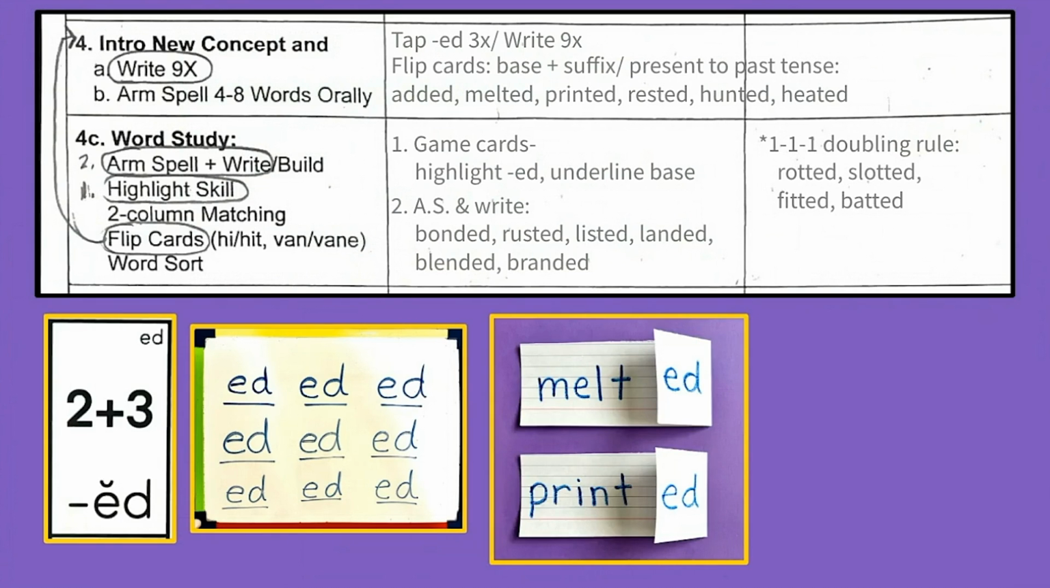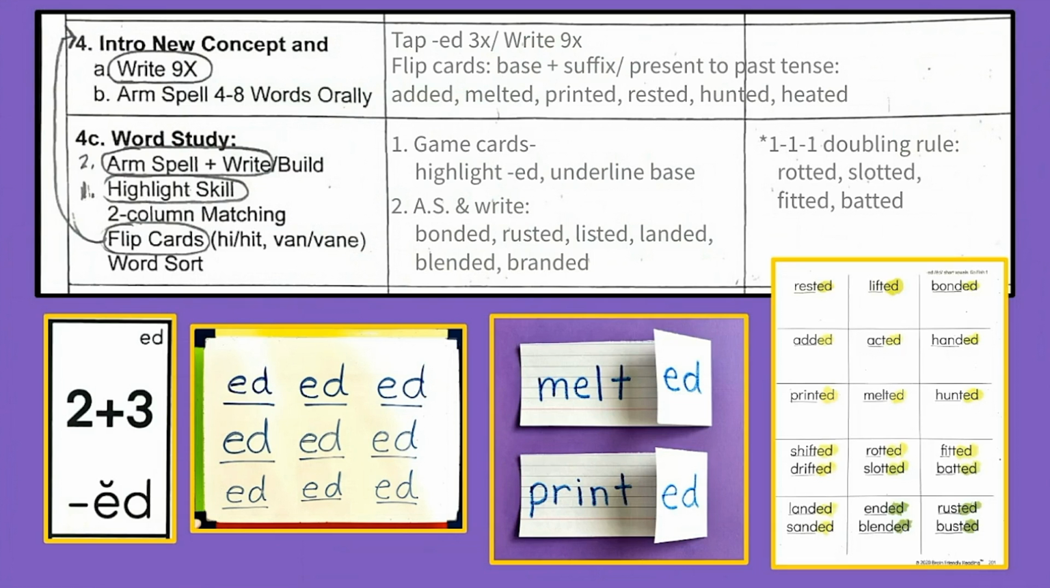After that, we will use the flip cards to practice reading words as a base word and then with the ed suffix. As we do this, we will talk about the new meaning of the word and use the words in oral sentences. We will follow that with orally arm spelling the 6 words listed on the plan. After oral arm spelling, we will do 2 word study activities.